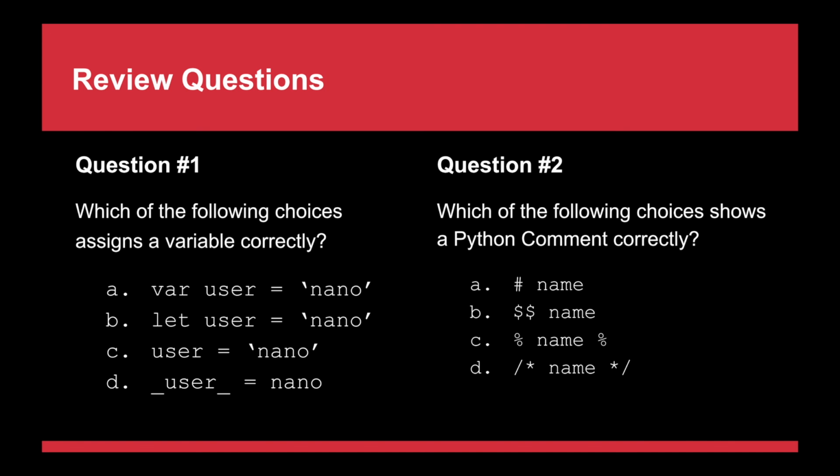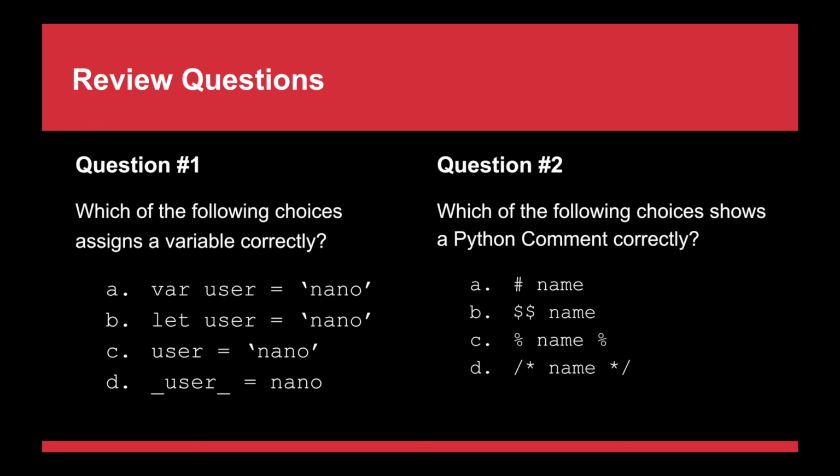Let's do our review questions to end this video off. Question number 1. Which of the following choices assigns a variable correctly? A. Var user equals nano in a string. B. Let user equals nano. C. User equals nano. D. Underscore user underscore equals nano. So I'll say C is the right answer, because we were never told otherwise. D would be correct if it gave us that nano is equal to something. Otherwise, it's not going to be a correct variable. We're going to get an error because we don't know if anyone's pre-assigned it.